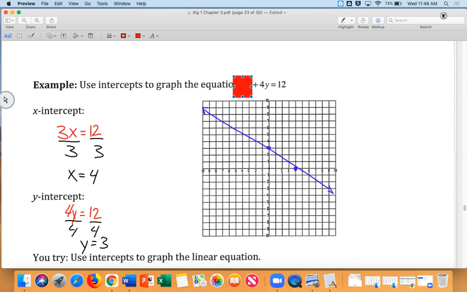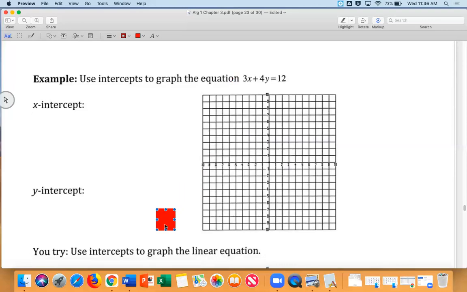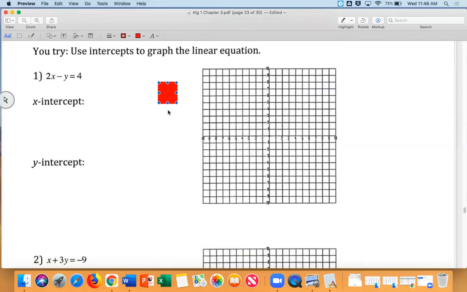All right. Tyler, were you able to graph them? You got the first one? All right, keep working then. Keep working.